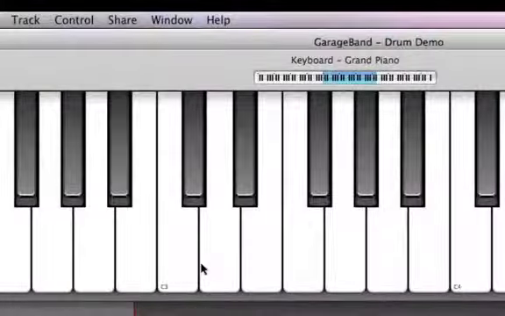And here's where using a keyboard can help out to visualize this. Here's our C to A.